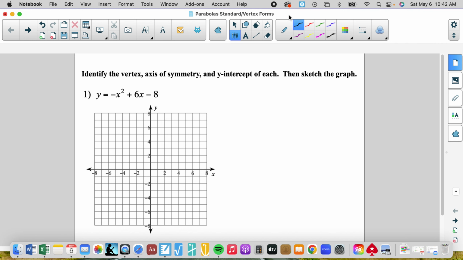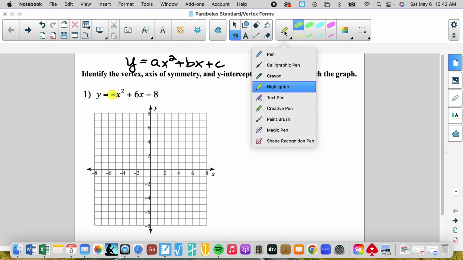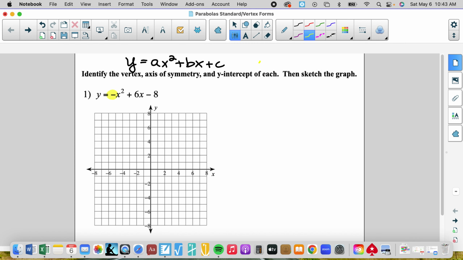So we know this is in standard form because the formula or the template is y equals ax squared plus bx plus c. And that is the format that we have. One of the first things that we need to observe or recognize is that a is negative. So when a is less than 0, our parabola is going to have this shape. It's going to be upside down.